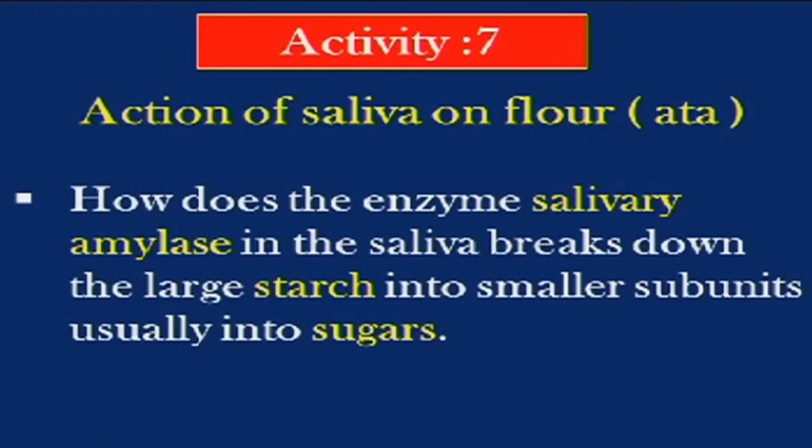So, the structures which are present in the mouth are the teeth, with the help of the tongue helping in thorough mastication, while the salivary glands are stimulated and secrete saliva. The food is thoroughly mixed with the saliva, gets lubricated and moistened. Students, let us see Activity 7, the action of saliva on flour: how the enzyme salivary amylase in the saliva breaks down the large starch into smaller subunits, usually into sugars.